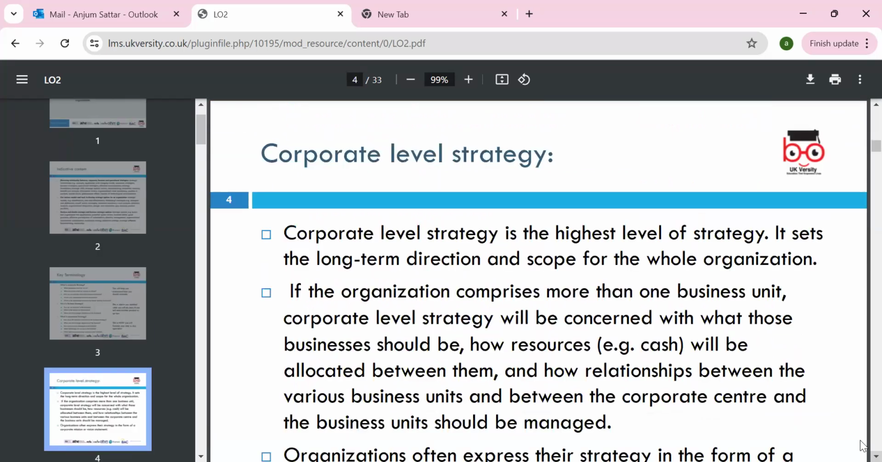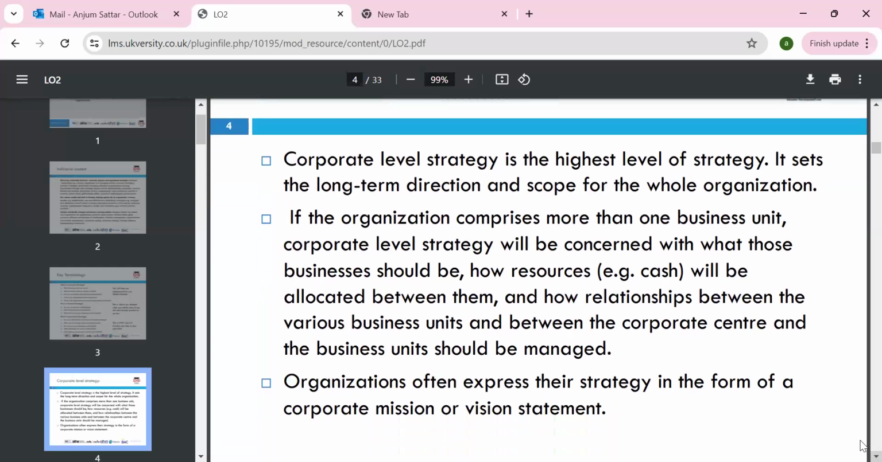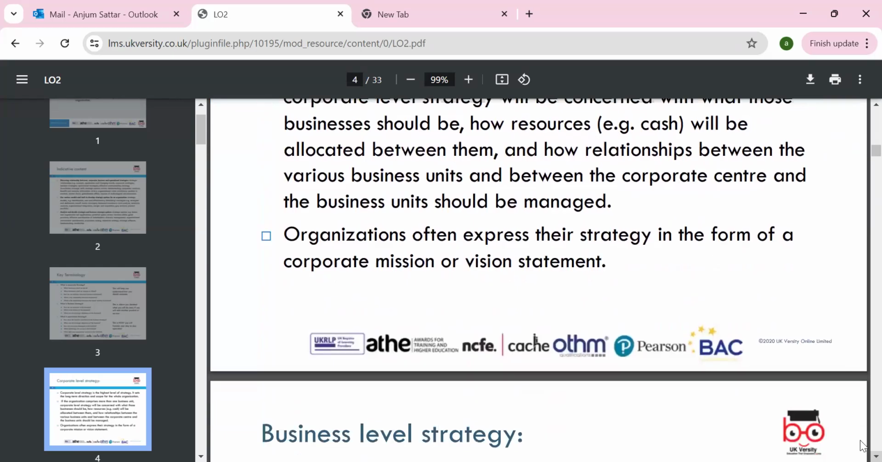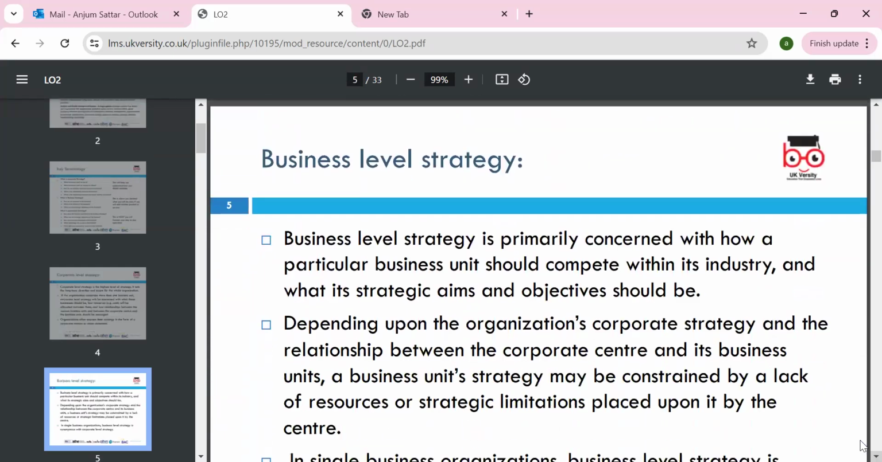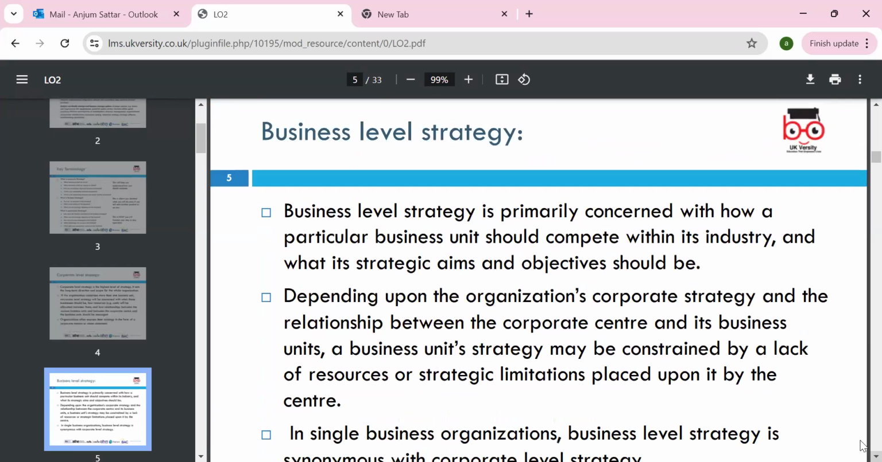Corporate level strategy is the highest level of strategy. It sets the long-term direction and the scope of the whole organization. We can think about Apple. In the last lesson, we had a discussion about Ryanair and Iceland and their cost leadership strategy. That can be an overall corporate strategy. We want to be the cheapest company. We want to bring efficiency. We want to increase profit. We want to reduce the cost. We want to bring innovation. Apple wants to be different from its competitors. So we can look at the corporate centre and how it should be managed accordingly. We can express strategy as mission and vision. Mission is why you're in business; vision is where you want to see yourself.